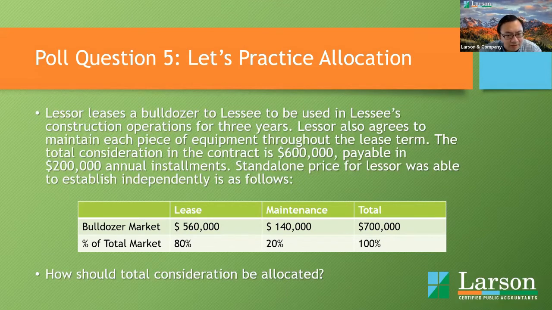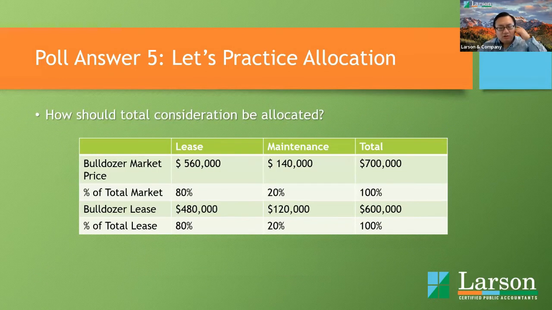So I'm going to give you some time to look through this. We do know the standalone prices, from doing our market research, to be $560,000 for the bulldozer, and then also $140,000 for the maintenance cost, for a total of $700,000. And so there's the total market percentage of what the $700,000 represents. So the answer is you'll just use that 80/20 split and apply it to the $600,000 fixed to determine the value for each of those components. And then after knowing this, you'll only apply the lease guidance on that $480,000.